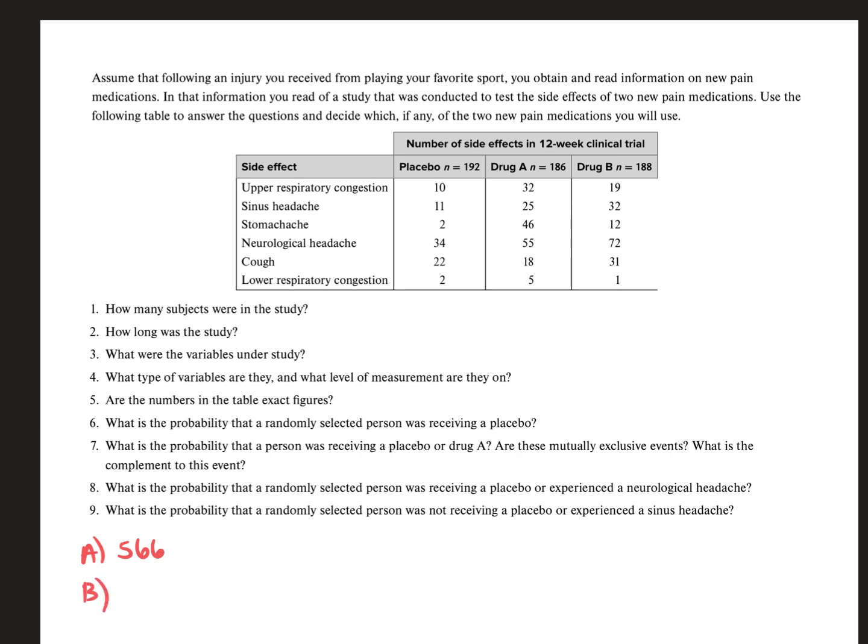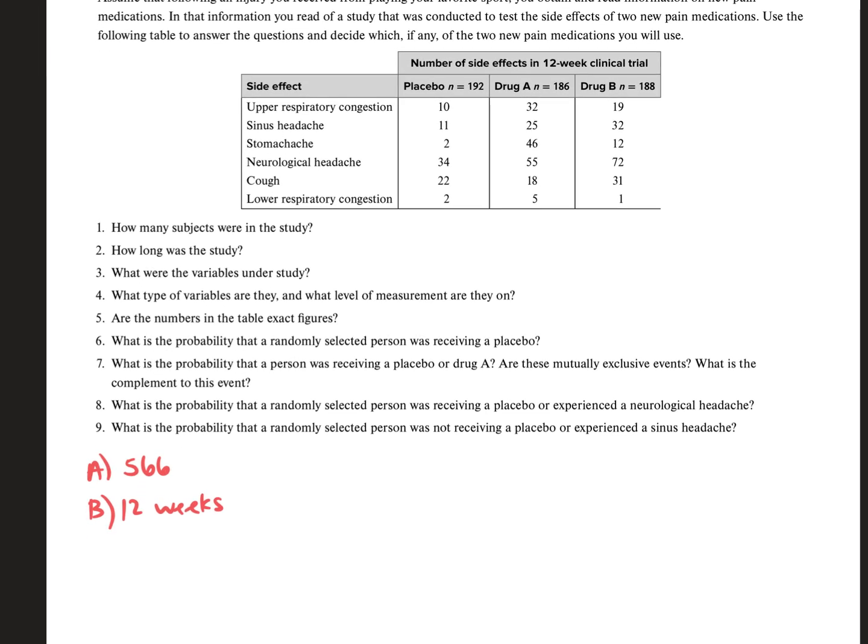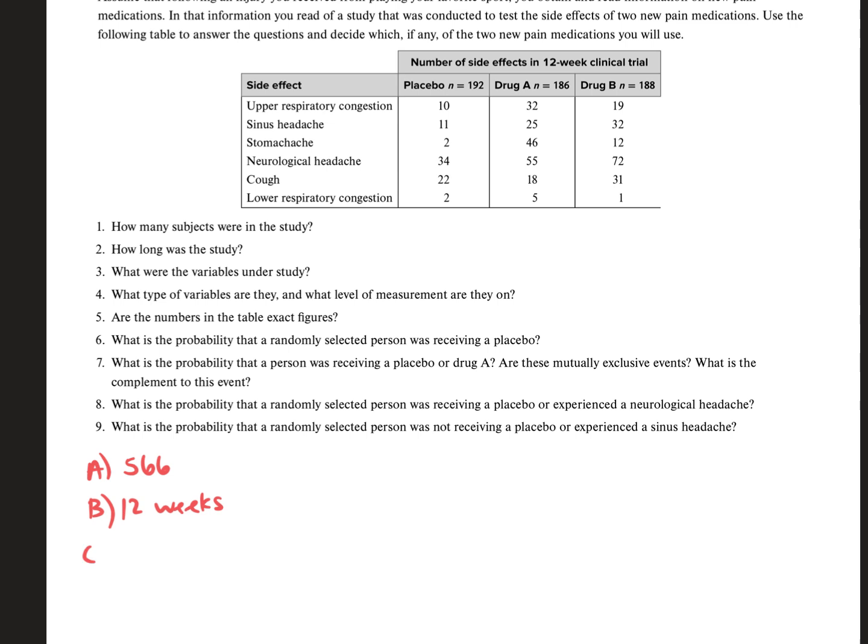How long was the study? 12 weeks. Sorry, you answered that. I just realized that. Why did you just say 12 weeks? Yes, I'm ahead of the game. She is very much. Okay, what were the variables? Placebo, drug, and... Okay, and what else? The drug or not getting the drug. So placebo, drug A, drug B, and what else? What are you looking at in addition to that? The side effects.